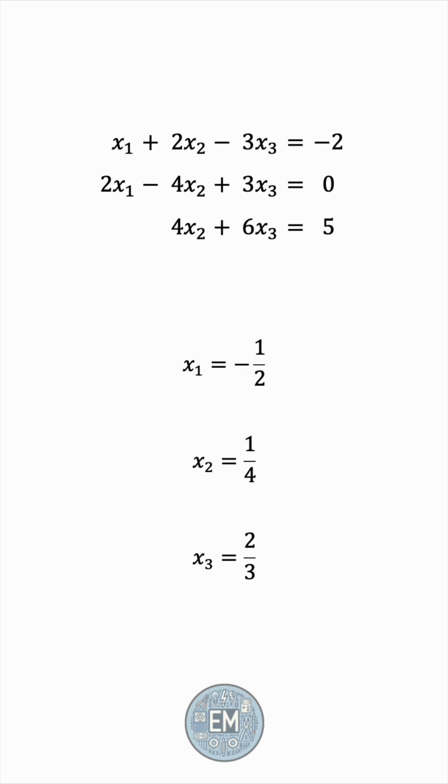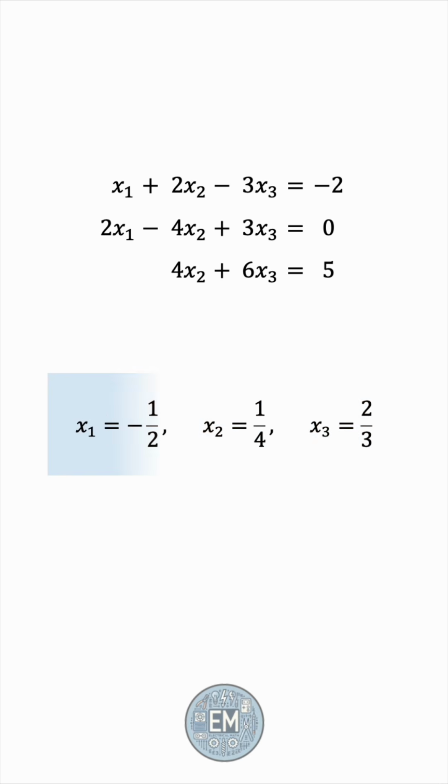Gaussian elimination involves back substitution as you saw, but that's it. That's the final answer. Row operations can be confusing.